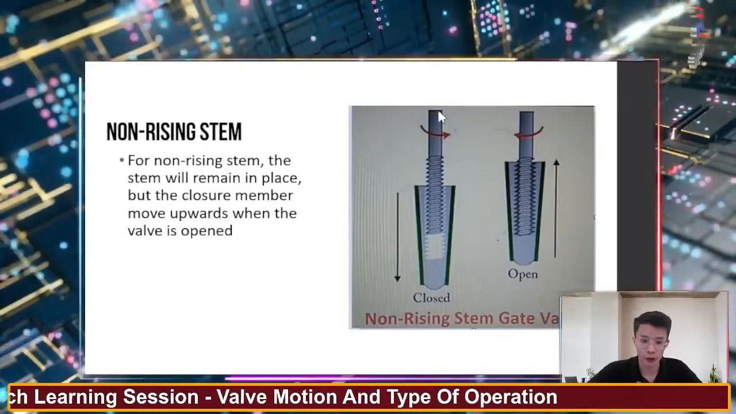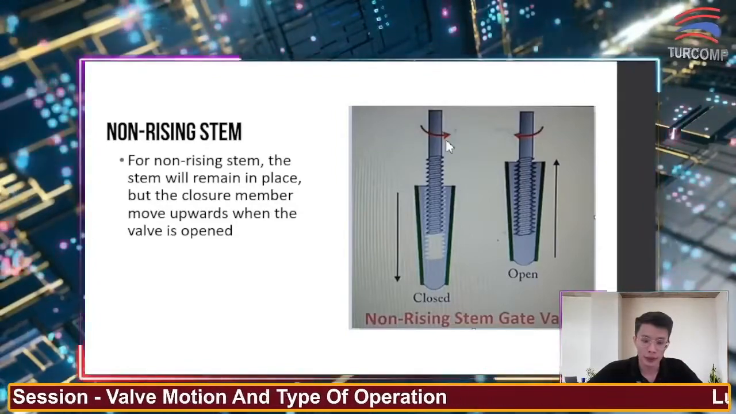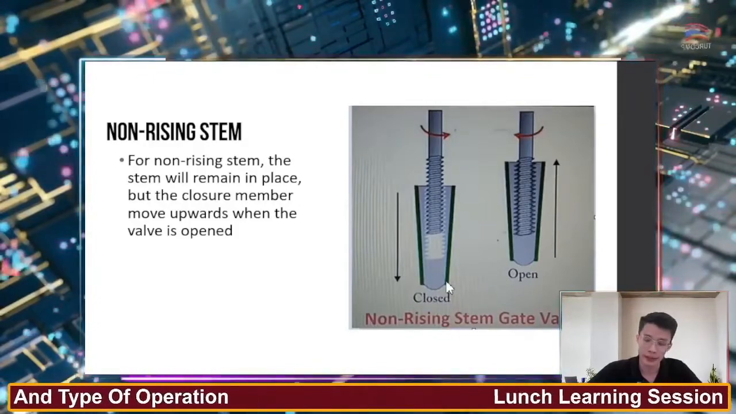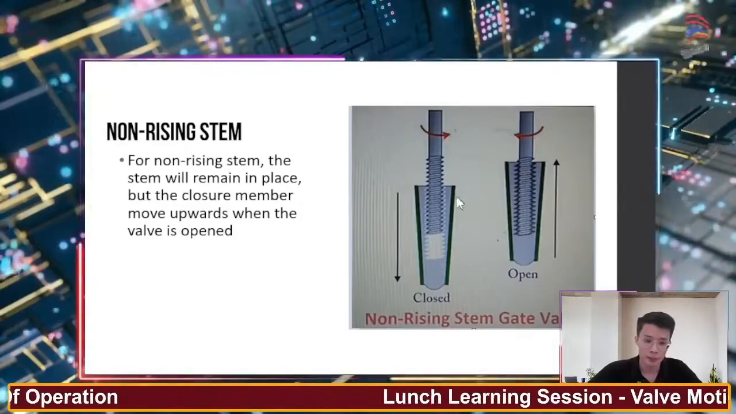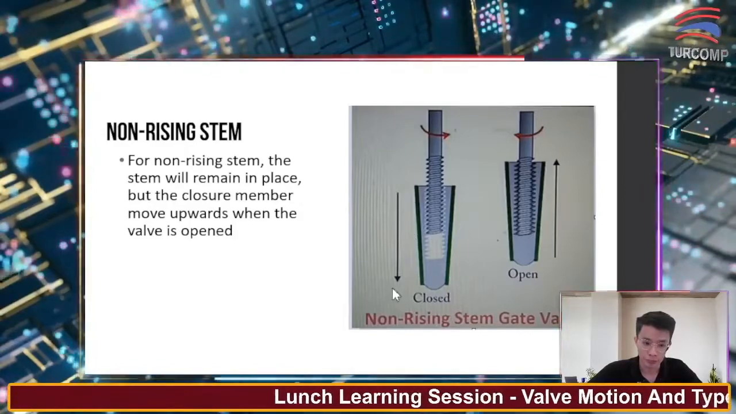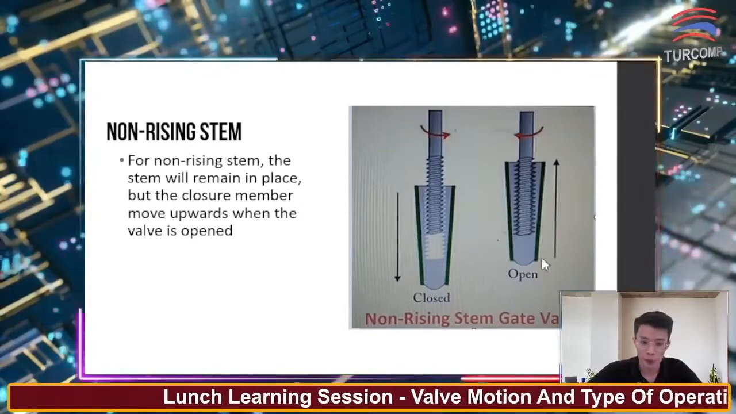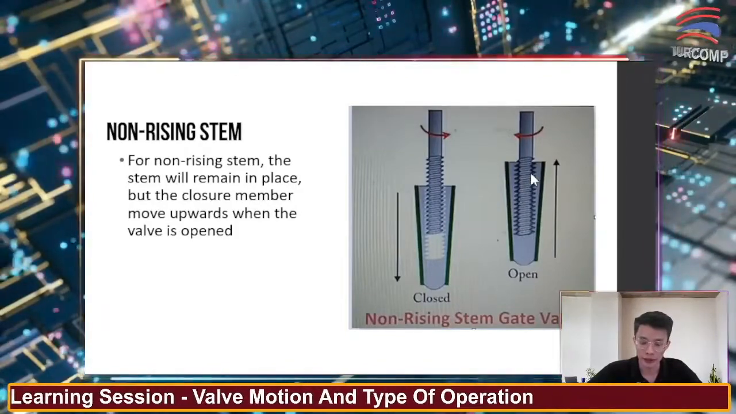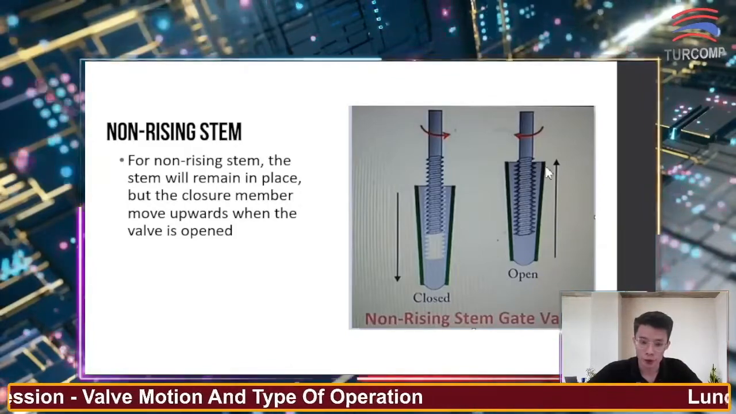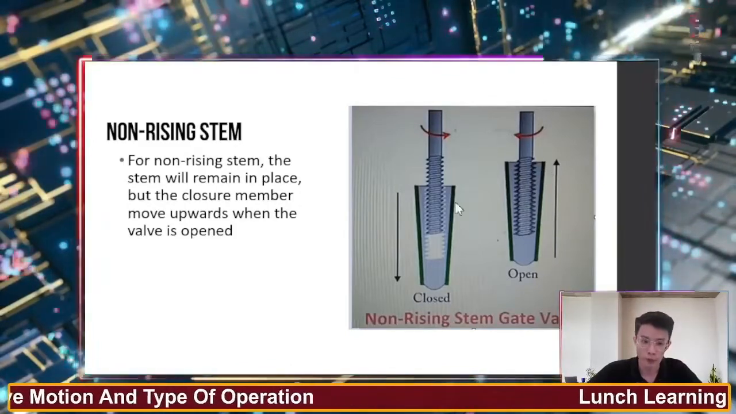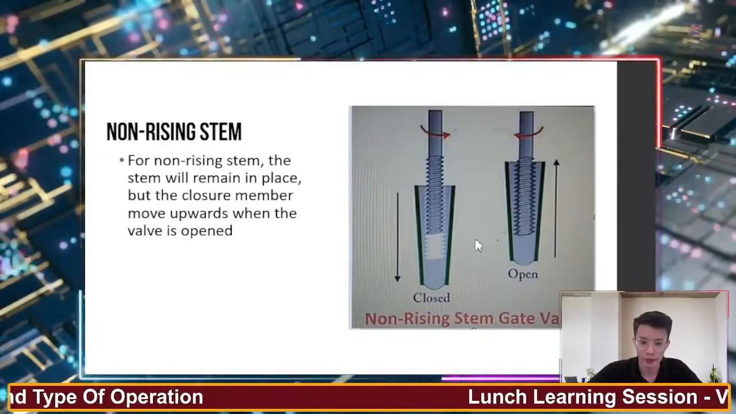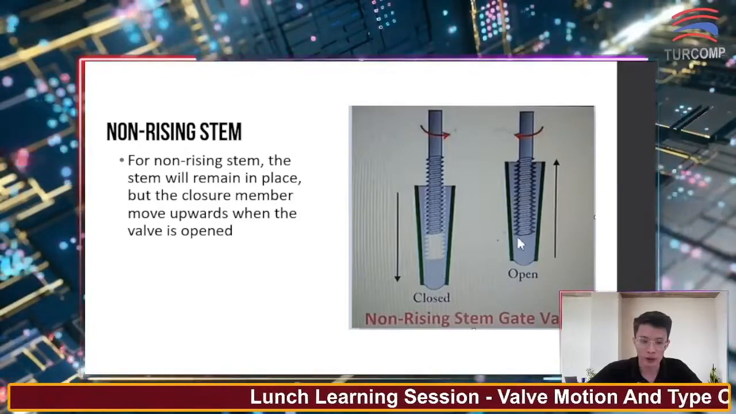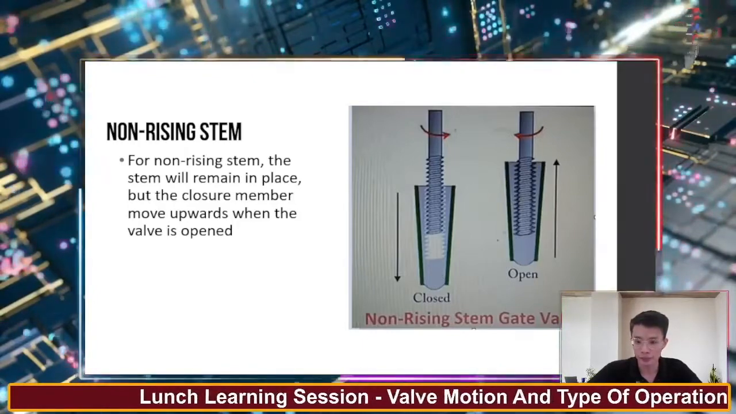As you can see in the picture over here, when the valve is closed, this closure member, which can be either a gate or plug, will be in the bottom position. And then when we open the valve, they will move upwards along the thread in the middle. So in this case, it is the closure member moving upward instead of the whole stem moving upward, because you can see that the level of the stem remains the same, but just the closure member is moving up or down. So this is the non-rising stem design.